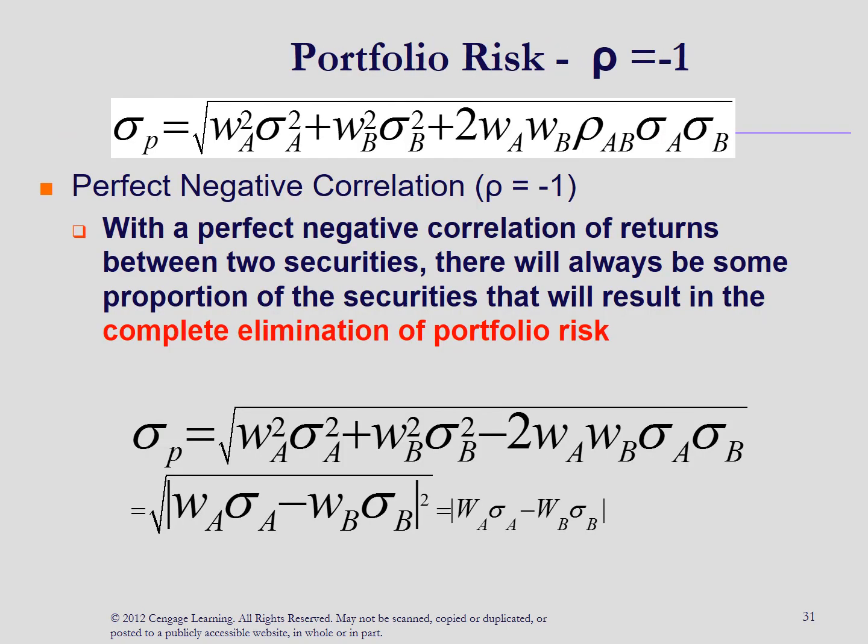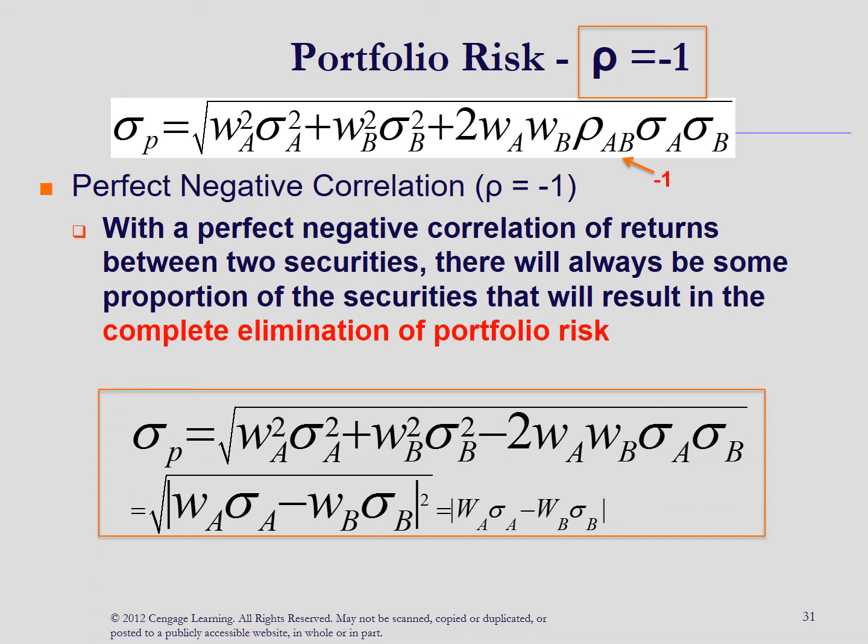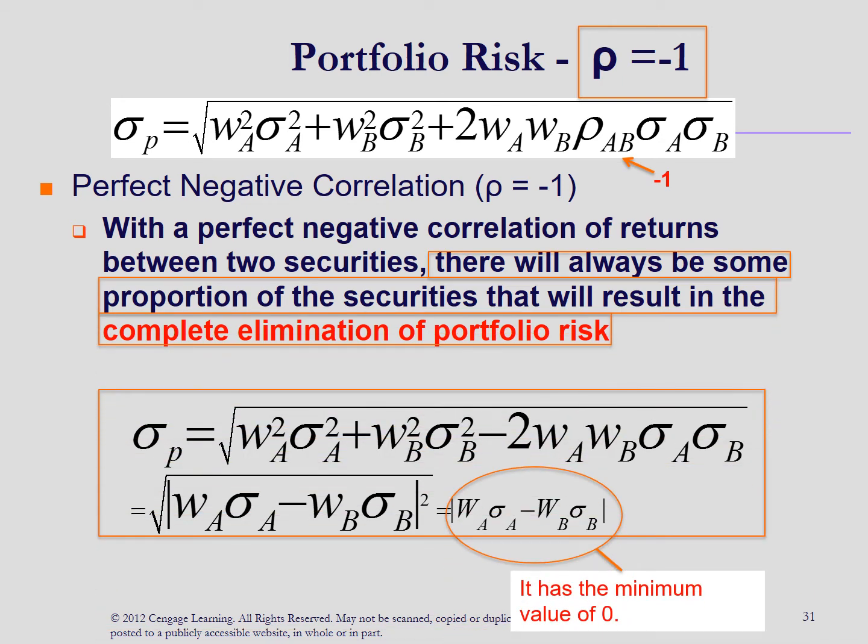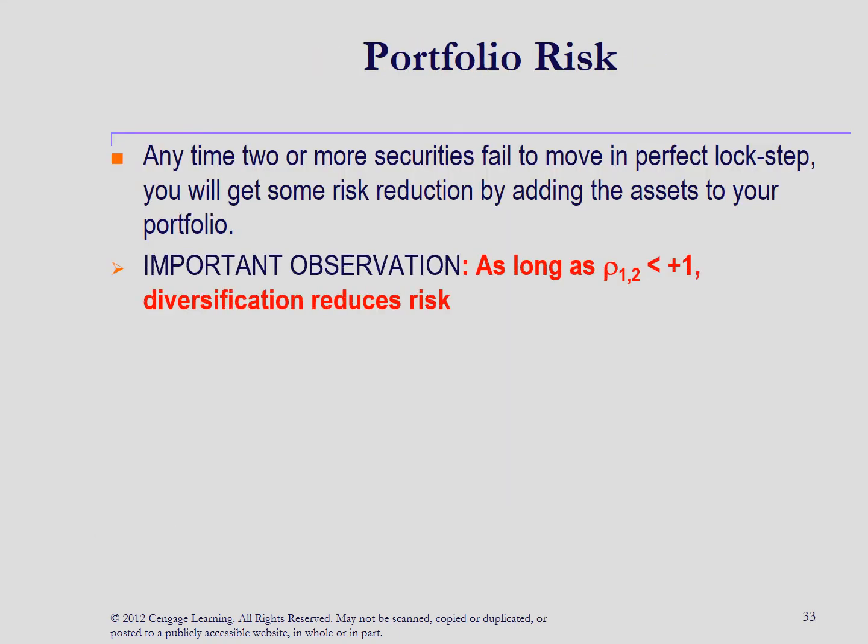Suppose the returns from two securities are perfectly negatively correlated. That is, the correlation coefficient is equal to -1. Plug -1 into this formula. We arrive at this formula. We observe that there will always be some proportion of the securities that will result in the complete elimination of portfolio risk. That is, zero portfolio standard deviation. Important observation: as long as the correlation coefficient between returns on two securities is less than +1, diversification reduces risk.